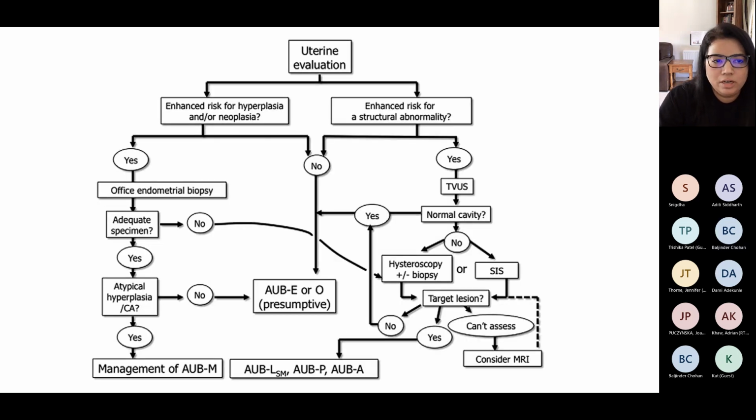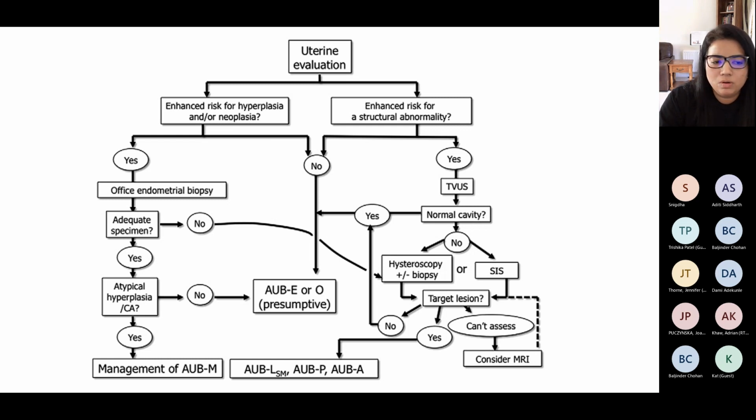So for uterine evaluation, if we think that the abnormality lies with the ovaries, an organic cause within the ovaries or the uterus itself, if we think this is a hyperplasia, or if we think she falls under that sort of AUB-M category, then we need to take a biopsy, which could either be hysteroscopic guided, or it can be a Pipelle biopsy. And then that's pretty straightforward to diagnose.